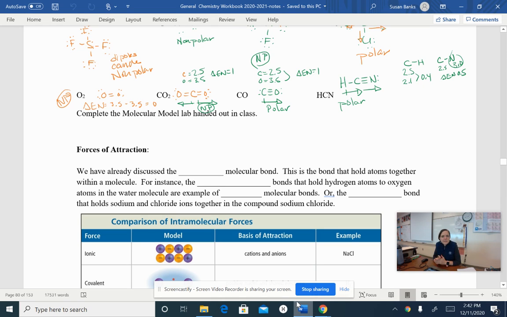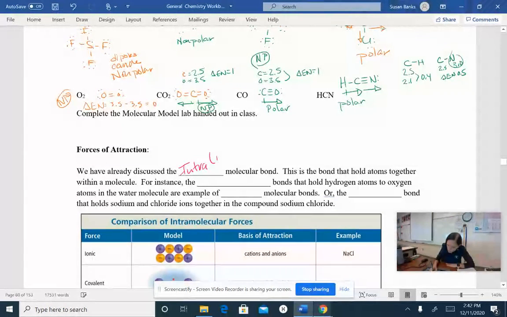All right, Gen Chem kids, we are going to add yet another layer to this whole molecular forces thing. So we're now going to talk about the forces of attraction in between different molecules. So we've spent the last week or two discussing the intramolecular bond. Intra means within. So the bond within molecules.